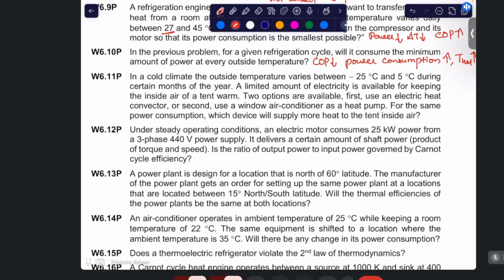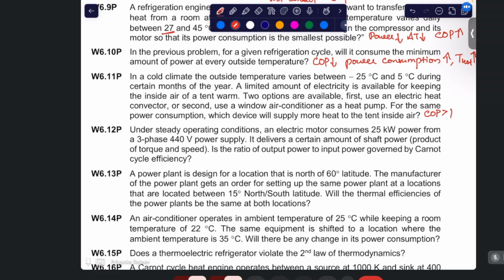Okay, so they are talking about using a window AC as a heat pump. Okay, so window AC as heat pump means what? So a heat pump can have COP greater than 1, right? So it delivers more heat to the inside than the electric power it consumes. So like the work that we are giving, it can provide more heat to the inside of that room. So the difference is taken from where?